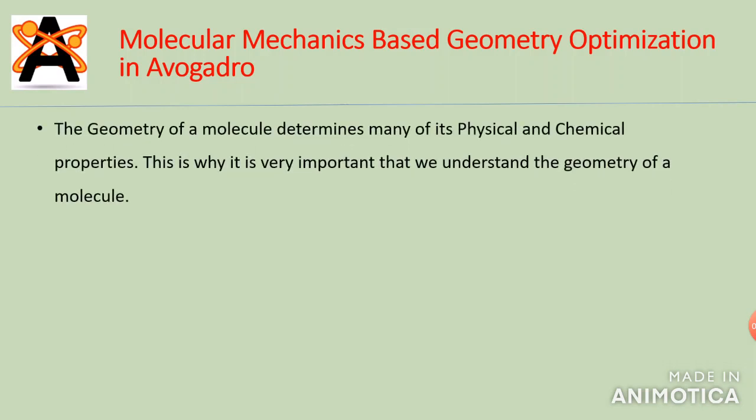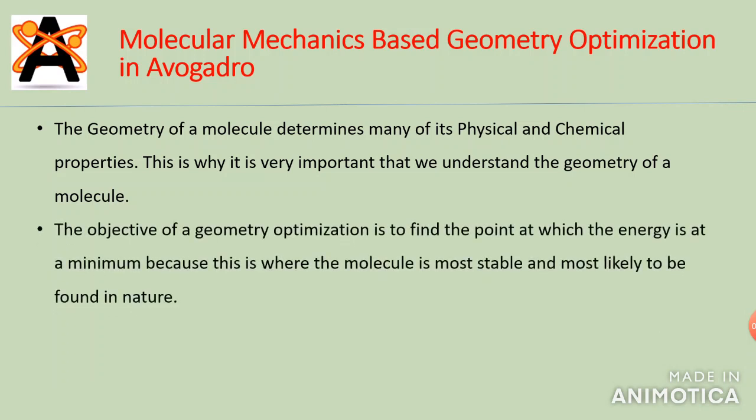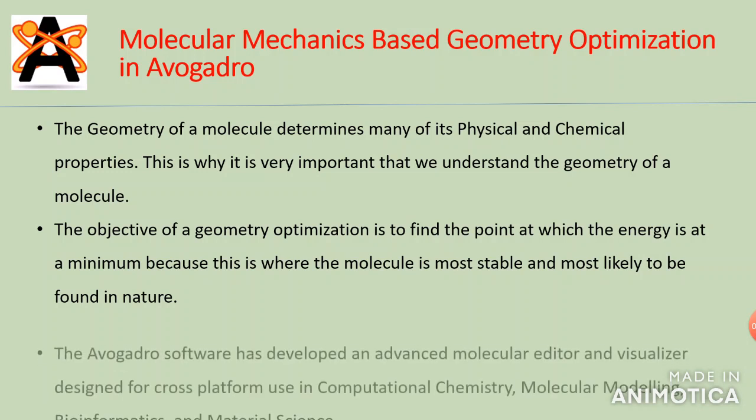The geometry of a molecule determines many of its physical and chemical properties. This is why it is very important that we understand the geometry of a molecule. The objective of a geometry optimization is to find the point at which the energy is at a minimum, because this is where the molecule is most stable and most likely to be found in nature.